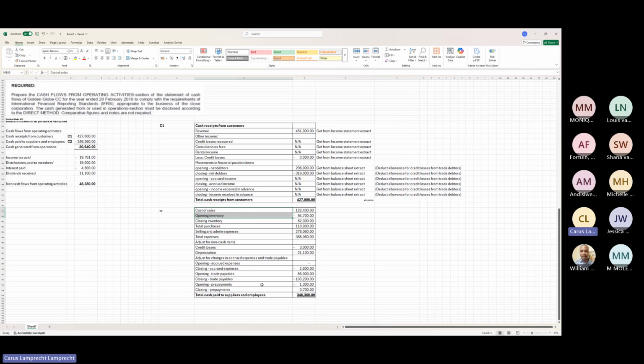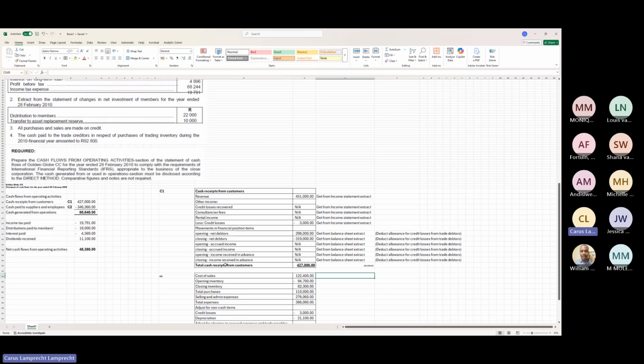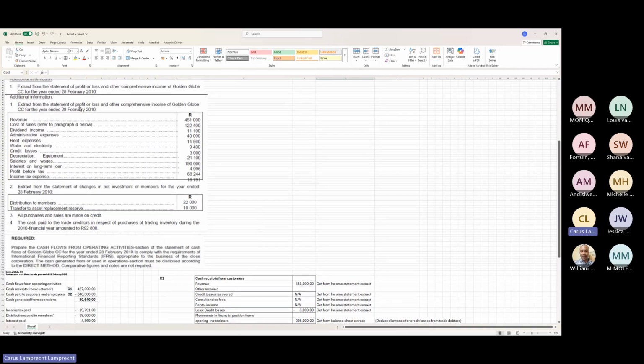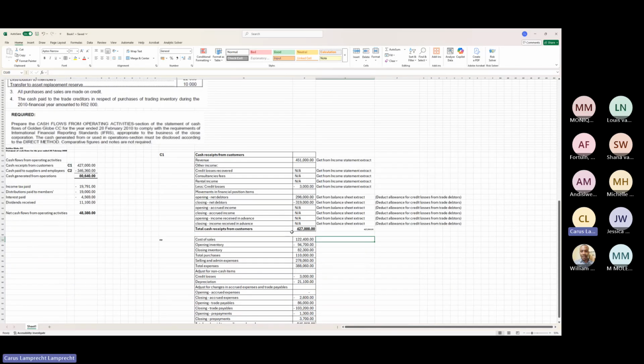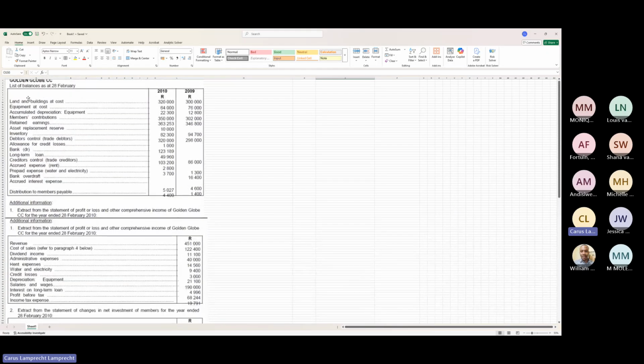Okay. So cost of sales, once again, you go to your extract for the income statement and you just derive it from here. I'll just do that. Once again, inventory. You'll find this actually in your list of balances because it's an asset.